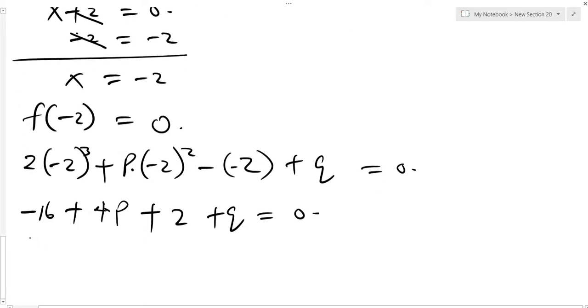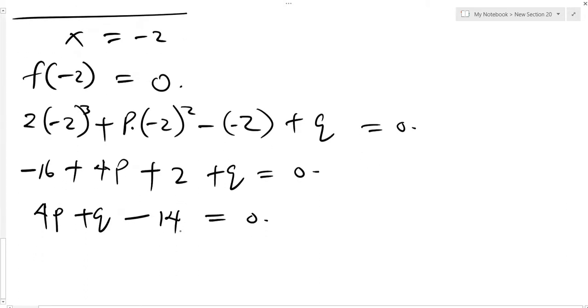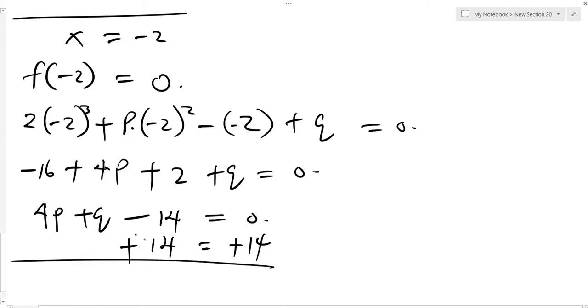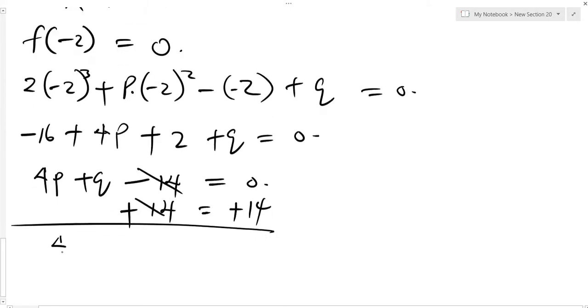So we have 4p plus q minus 14 equal to 0, because minus 16 plus 2 is minus 14. So if you add plus 14 to both sides, this will cancel out. We have 4p plus q is equal to 14. This is equation 2.